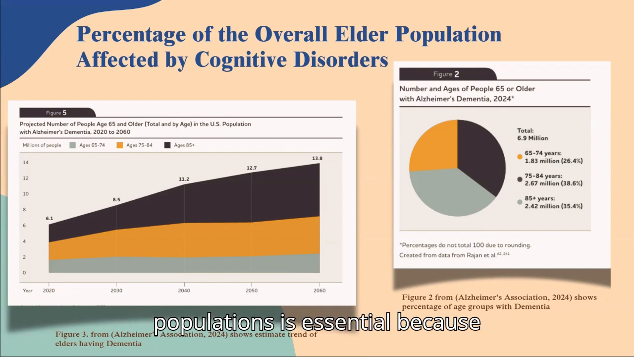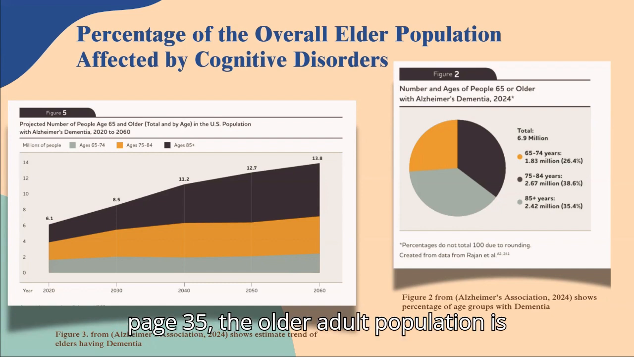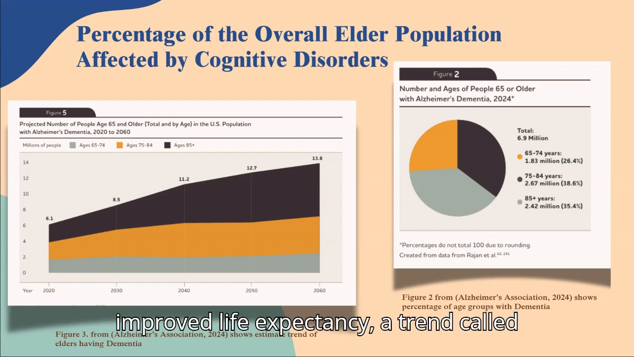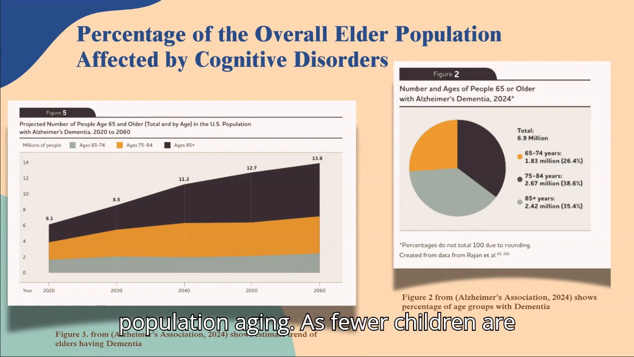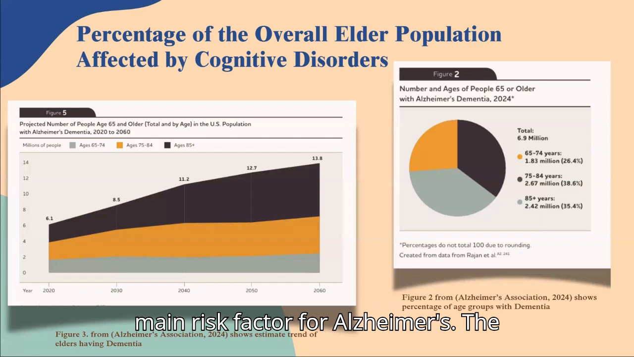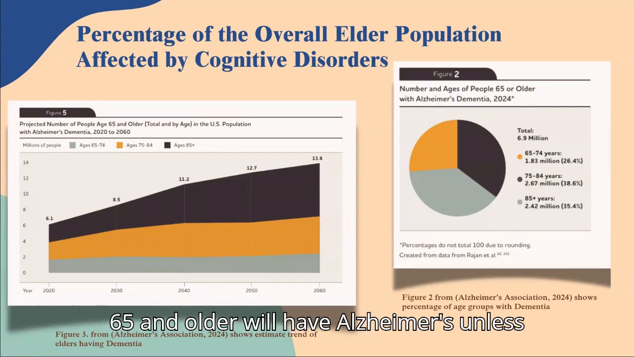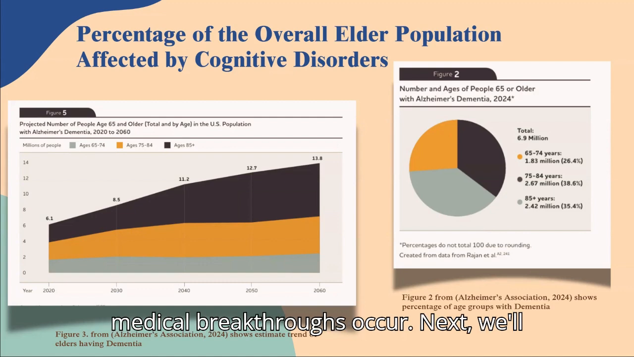prevalence due to aging populations is essential, because according to Alzheimer's Association 2024, page 35, the older adult population is growing due to lower fertility rates and improved life expectancy, a trend called population aging. As fewer children are born, older adults will make up a larger share of the population. Since age is a main risk factor for Alzheimer's, the number of cases will rise, and by 2060, it's projected that 13.8 million people aged 65 and older will have Alzheimer's unless medical breakthroughs occur.